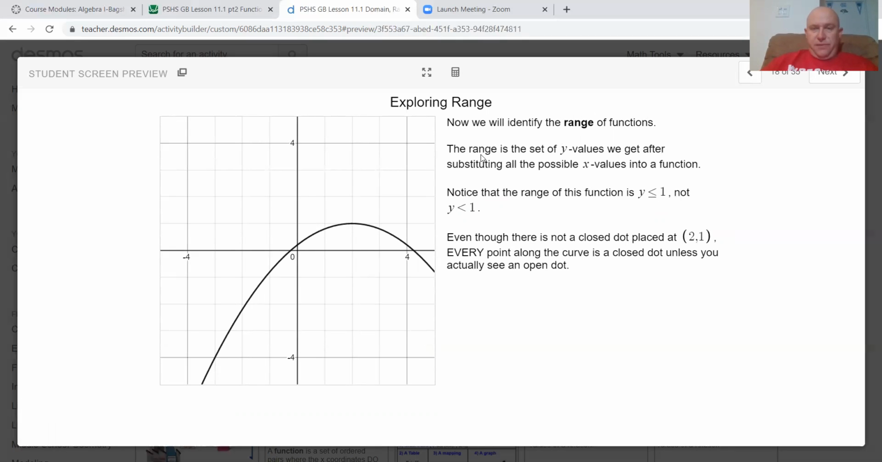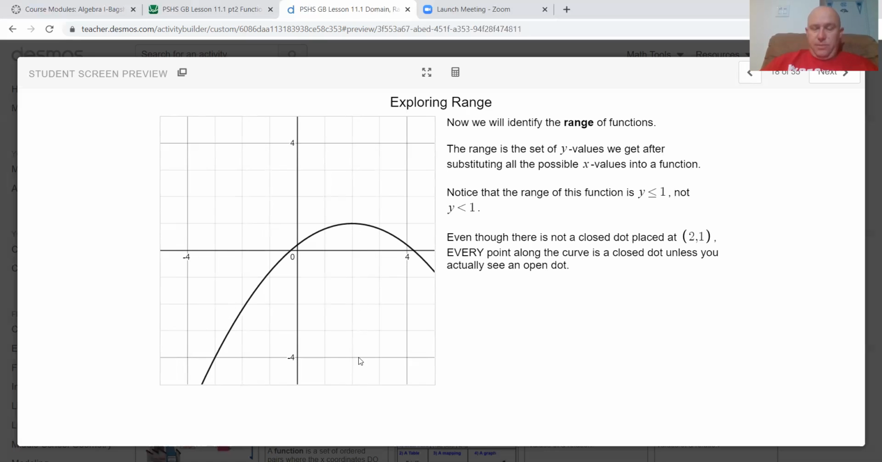Now we'll identify the range of functions. So this is also going to use that same idea. This time I'm looking at the y values. I'm trying to look for the highest value and the lowest value. Now, specifically for this one, there isn't actually a lowest value, because although the graph ends here, remember this graph continues to go down, down, down, down, down. It's just we're limited by the size of the piece of paper that we have or the size of the screen.